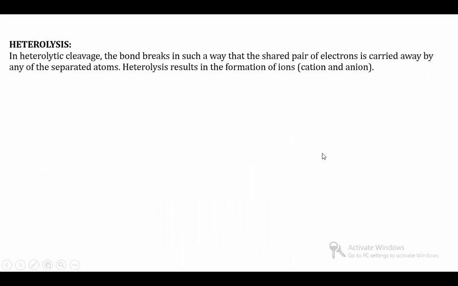Okay, so we'll see what is homolysis and what is heterolysis. First is heterolysis. The name itself indicates it: hetero means different, unequal, and lysis means separation. In this heterolytic cleavage, the bond breaks in such a way that the shared pair of electrons is carried away by any one of the separate atoms of the substrate. This leads to the formation of an anion and a cation, a negative charge as well as a positive charge.